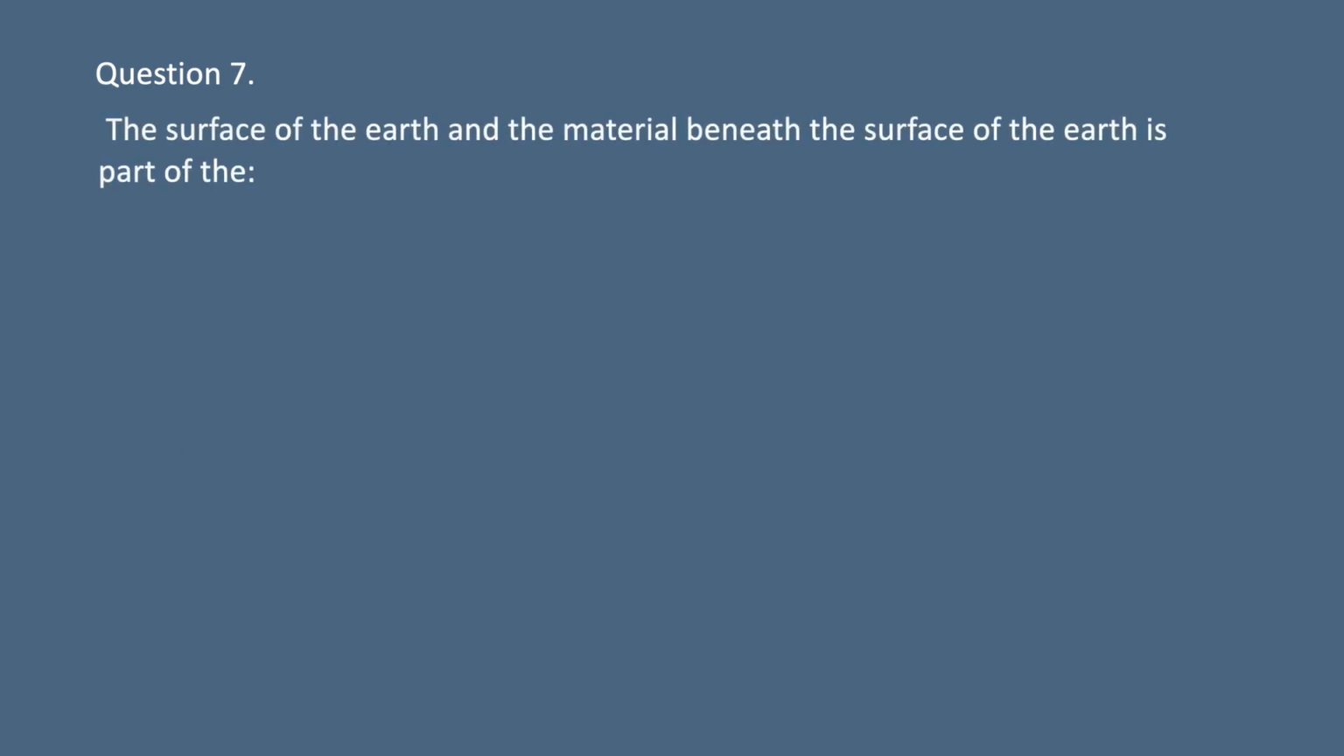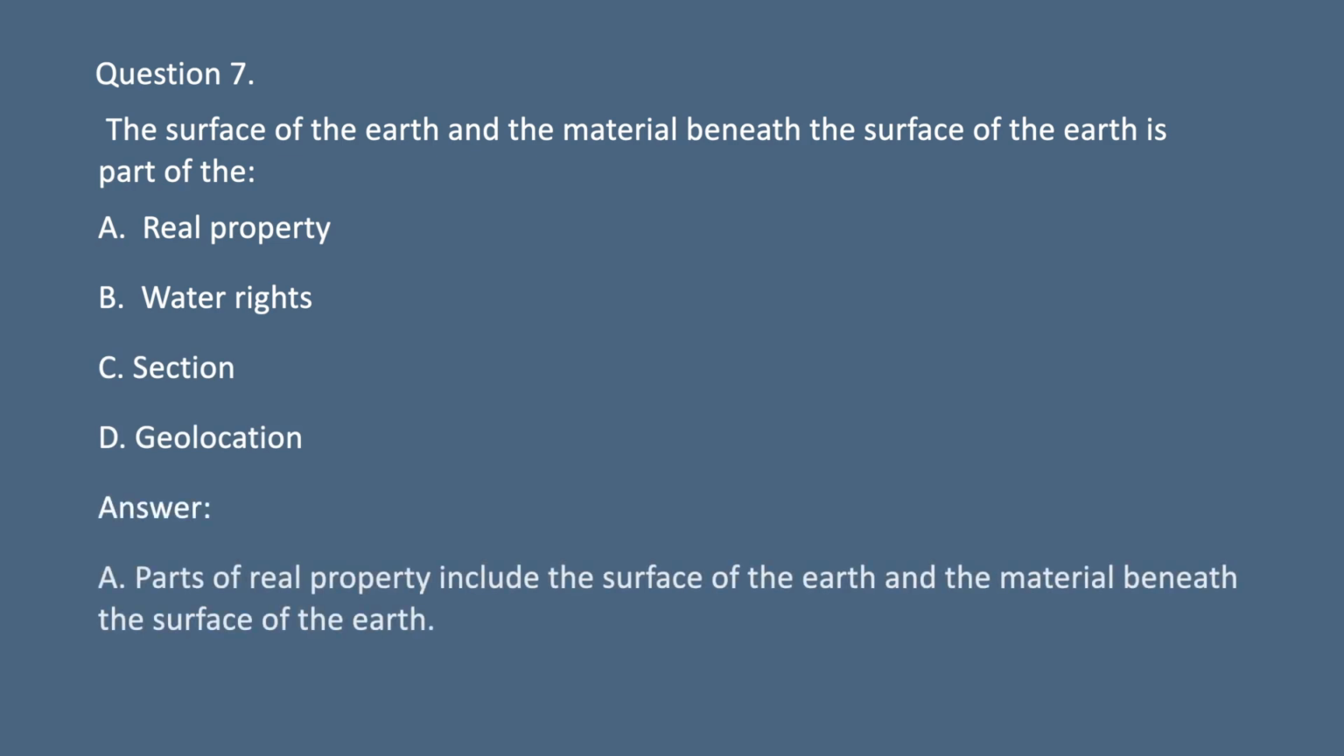Question 7. The surface of the earth and the material beneath the surface of the earth is part of the A. Real property. B. Water rights. C. Section. D. Geolocation. Answer A. Parts of real property include the surface of the earth and the material beneath the surface of the earth.